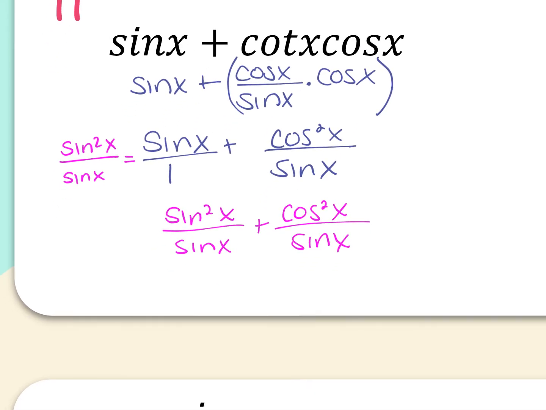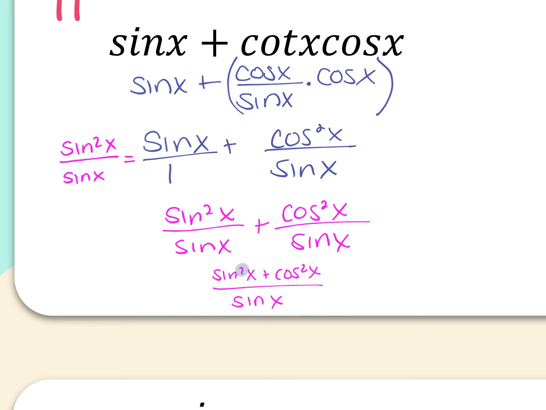The denominators are the same, so I can actually combine my numerators. Sine squared x plus cosine squared x over sine of x. Now be careful, because this is what you cannot do. Cross this out and cancel out one of those sines. You cannot cancel from the denominator into part of a sum, okay? You cannot do that, and that's something that a lot of people make the mistake of doing.